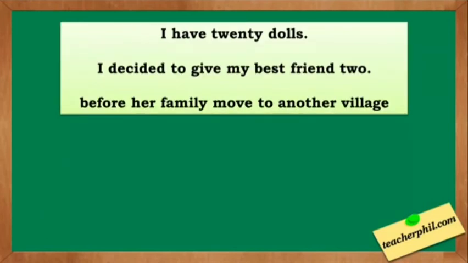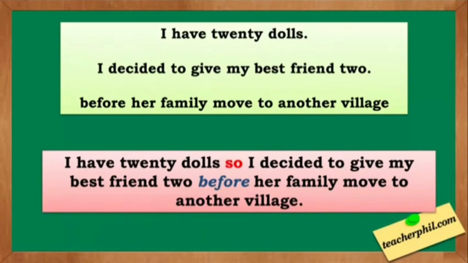The third one, I have 20 dolls. I decided to give my best friend 2 before her family moved to another village. The correct answer is I have 20 dolls, so I decided to give my best friend 2 before her family moved to another village. I have 20 dolls and I decided to give my best friend 2 are our independent clauses. Before her family moved to another village is our dependent clause.